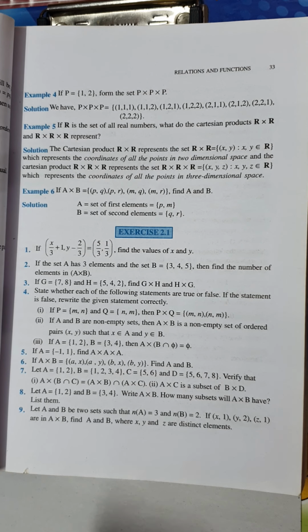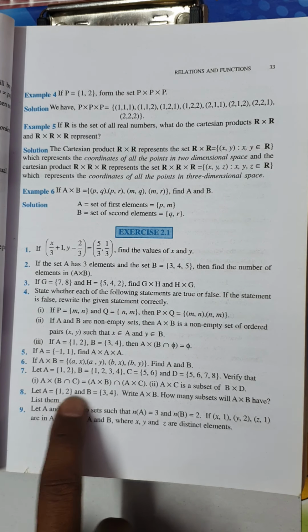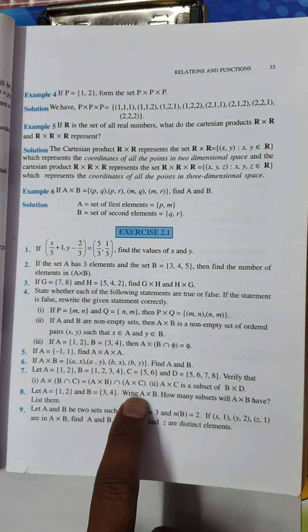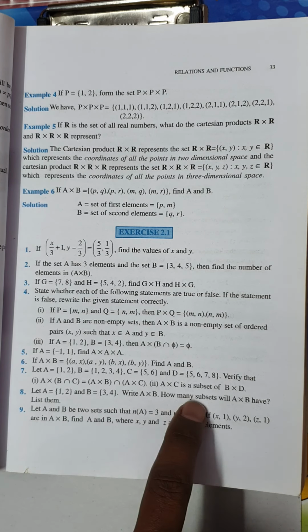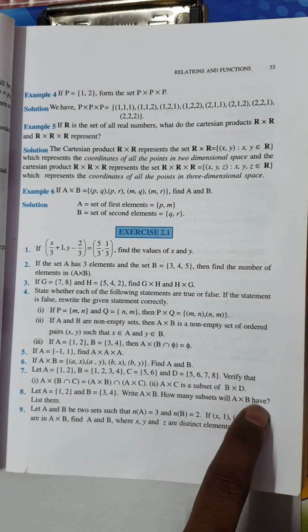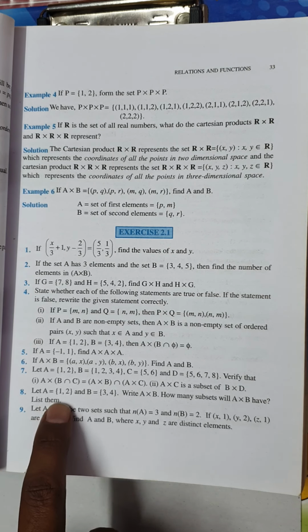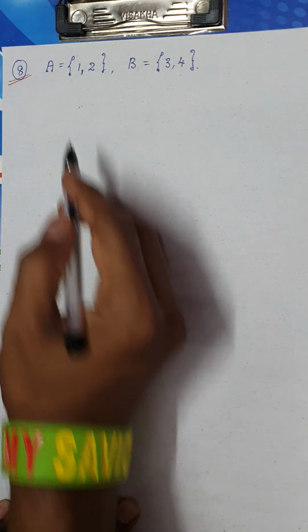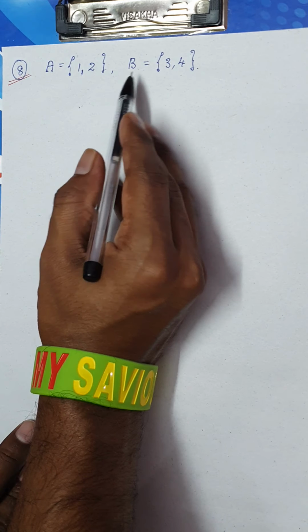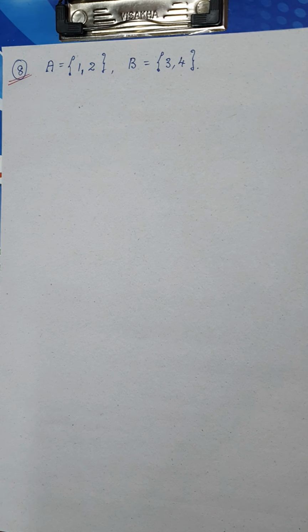Moving on to question number 8, let A equal 1, 2 and B equal 3, 4. Write A cross B, that means the Cartesian product of two sets. How many subsets will A cross B have? List them. Let's take the question, note down the data and solve it. I've noted the set A, which is 1, 2, and the set B, which is 3, 4.